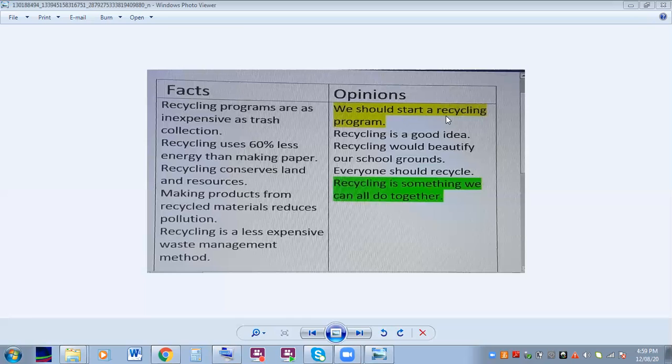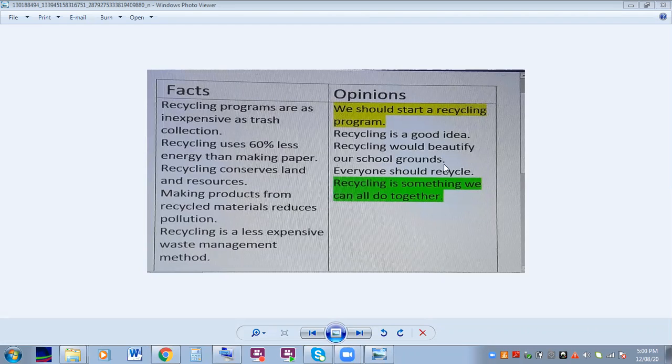We should start a recycling program. This is an opinion. Someone who is writing this paper thinks that we should start a recycling program. All right, the next thing that we wrote is recycling is a good idea. Once again, this is an opinion. Maybe I think it's a good idea to recycle. Someone else thinks it's not a good idea to recycle. They think that saving things and reusing them is not what they consider to be a good idea.